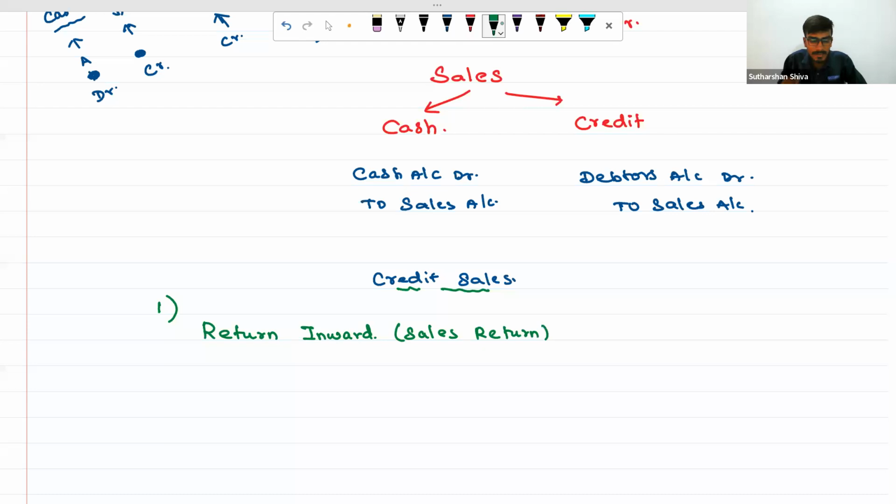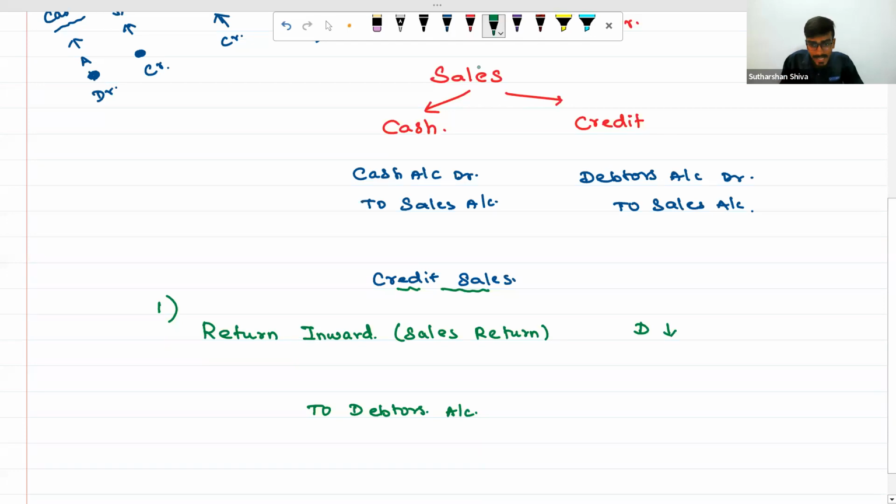Why I am putting some extra time on the basics is that once this flow of purchase and sales comes to your mind, the entire chapter, or the entire financial accounting, I can say, will become a cakewalk for you. So what is the journal entry? Return inward: the sales which I have done is coming back. Now my debtors value will come down. If my debtors value comes down, my asset comes down. If my asset comes down, I will put it on my credit side. Debtors account.